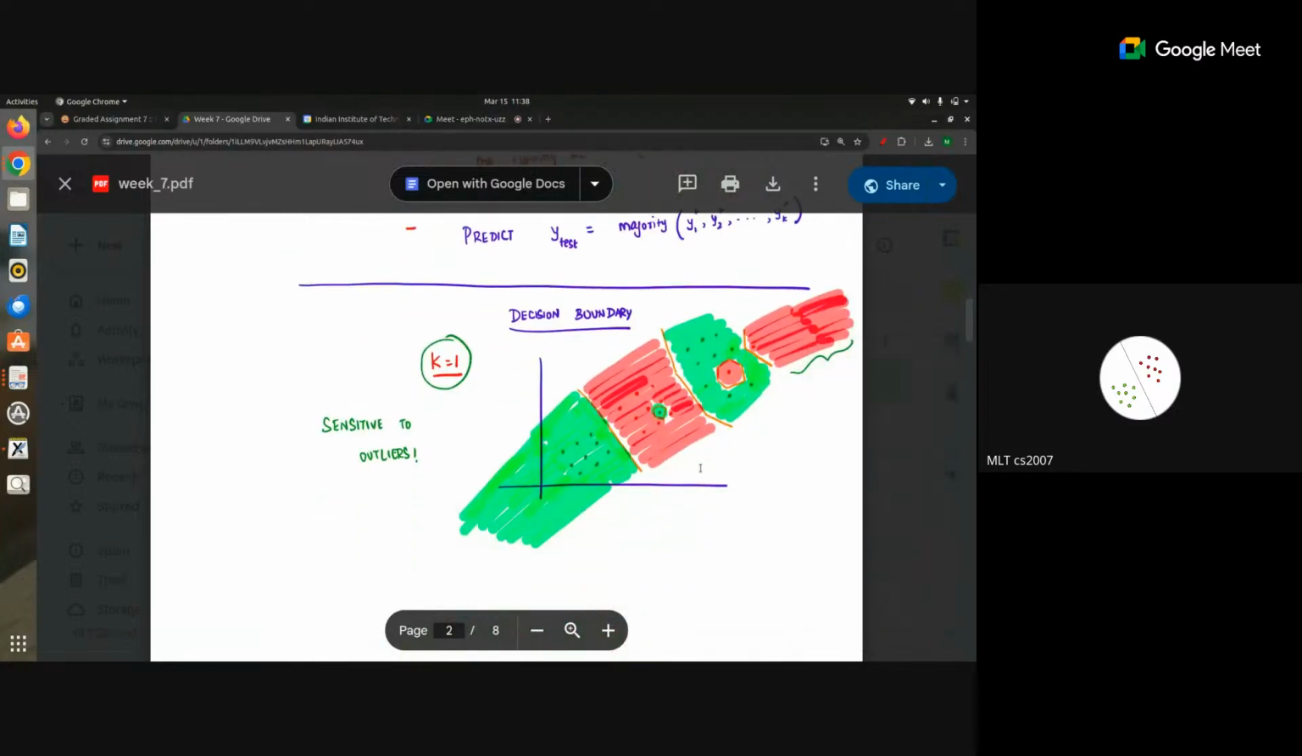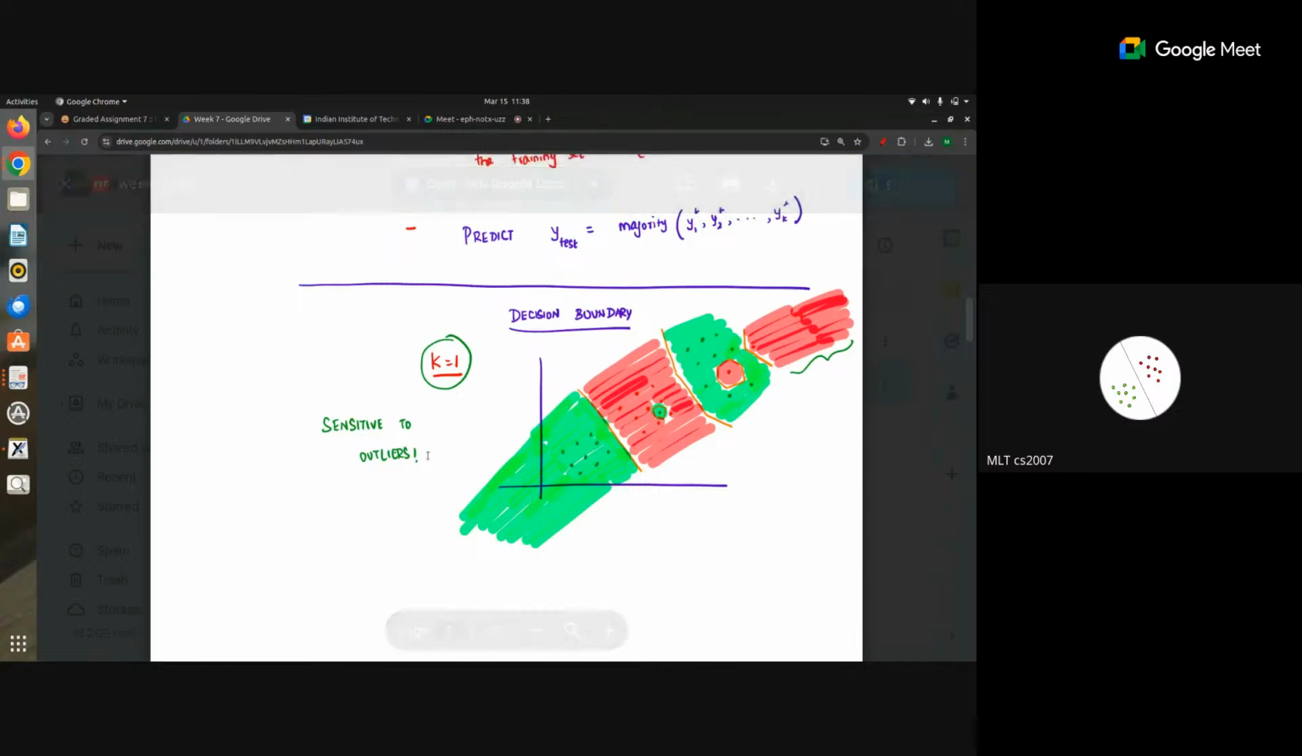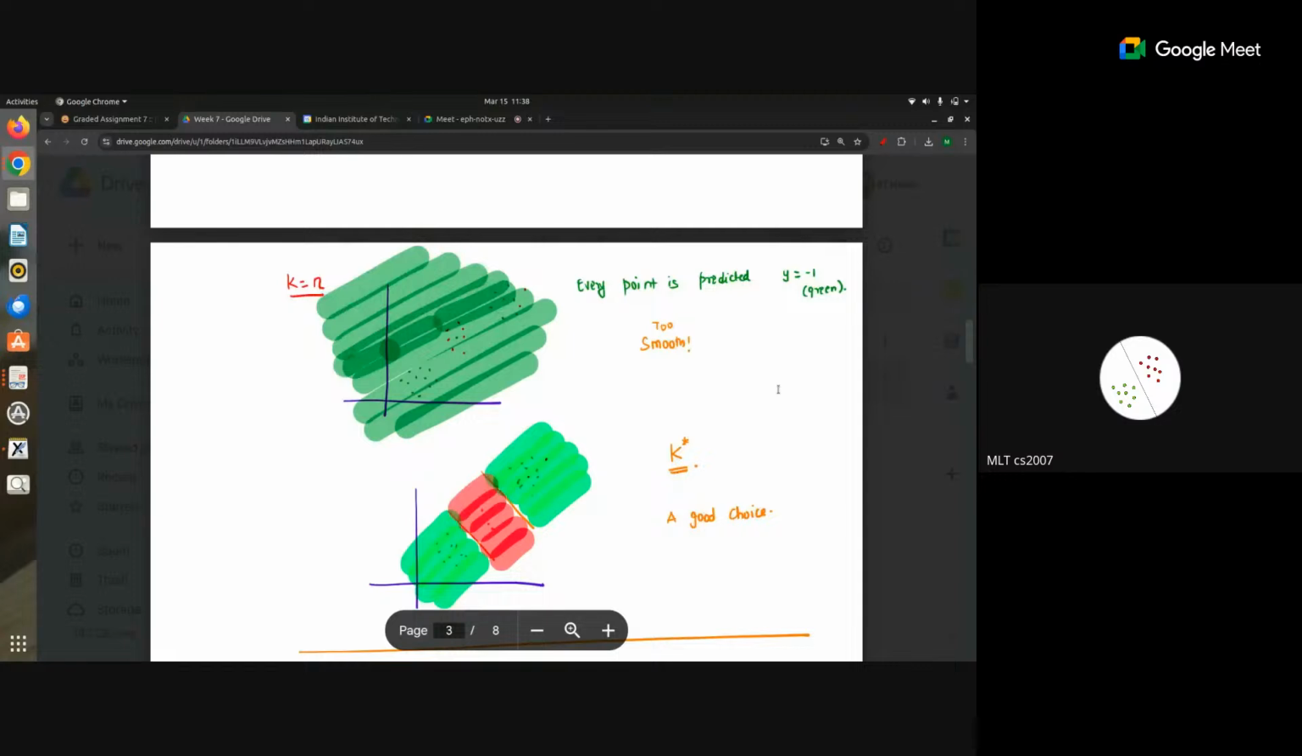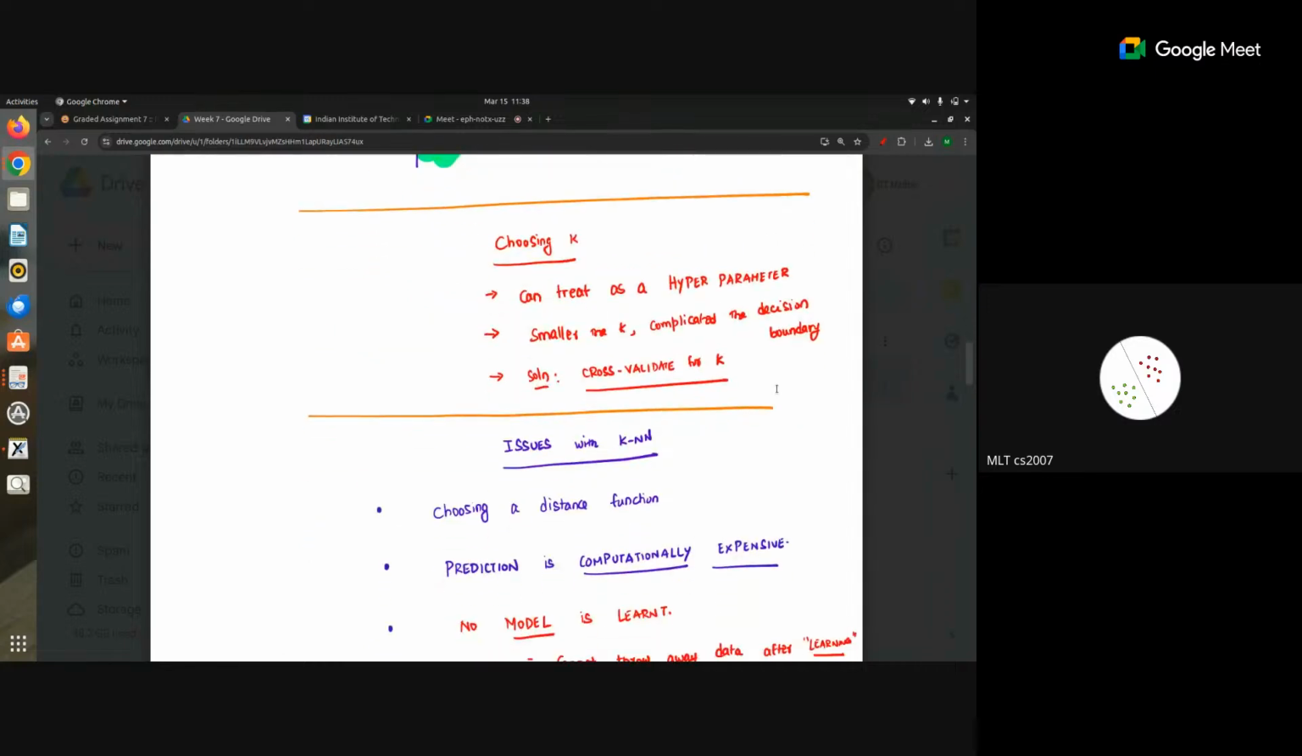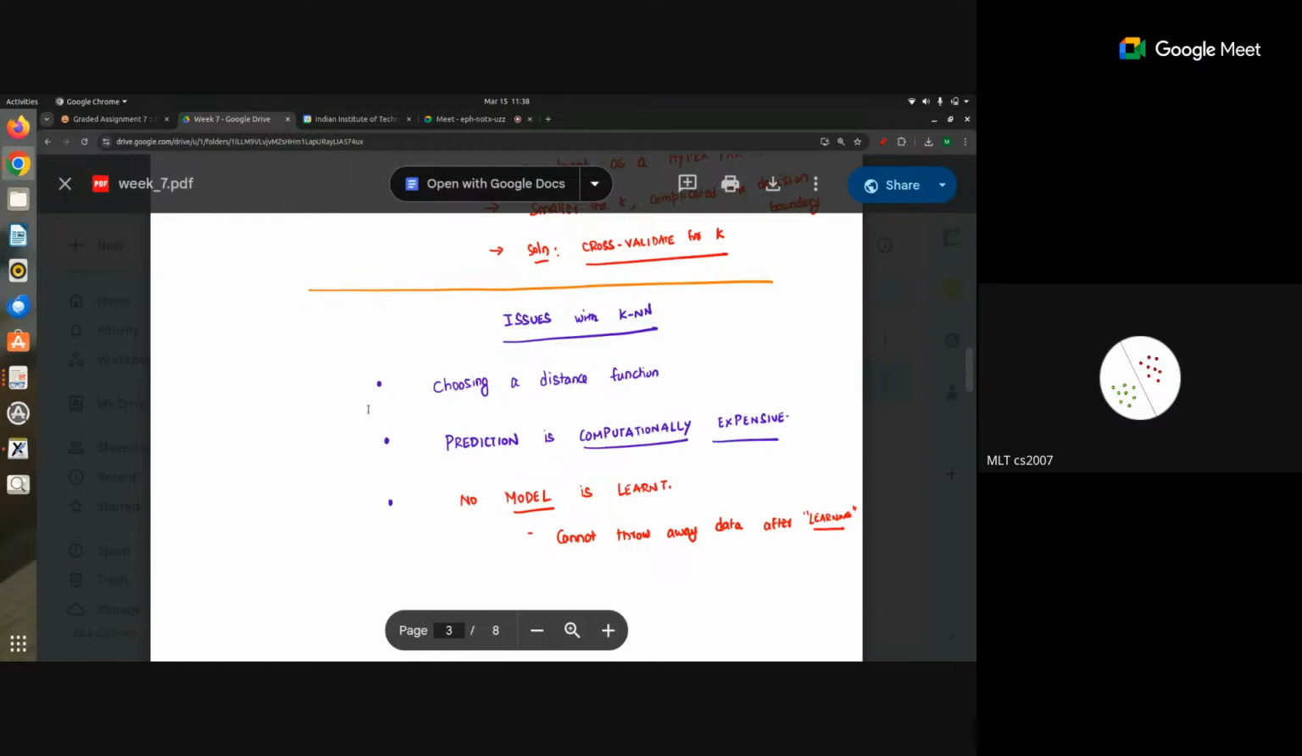What about the decision boundaries? When you have k equals 1, what happens to the decision boundaries? They will become very sensitive to outliers. You should learn about these boundaries later on, because they are also very important.